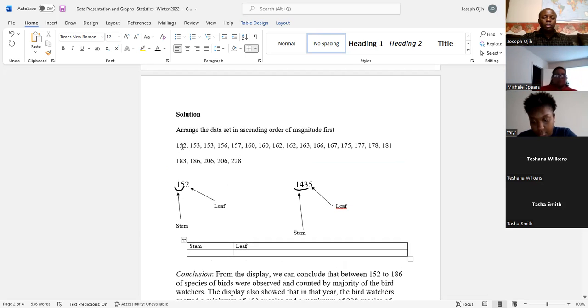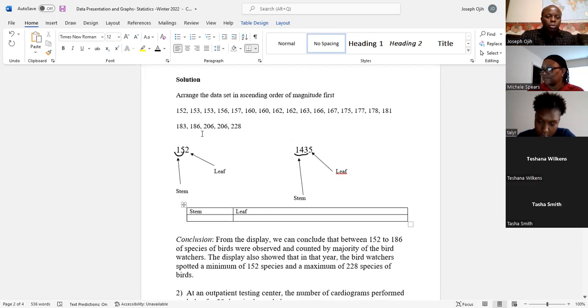So now we can put all our stems here. Look at the first 2 digits from each of these. The first 2 digits here are 15. Always organize smallest to largest. If you don't arrange them, you will get a stem and leaf plot, but it will be scattered, and you have to start arranging them again. So the best thing is to arrange them at the beginning so that you don't have to do double work. If you look at only the first 2 digits, the numbers go from 15 to 22.